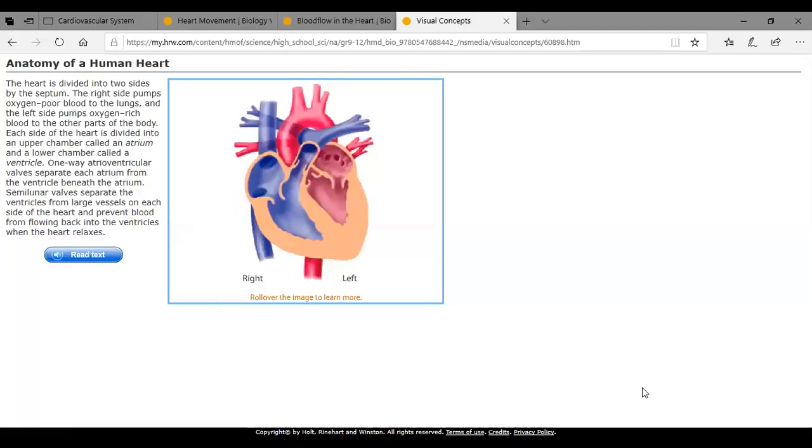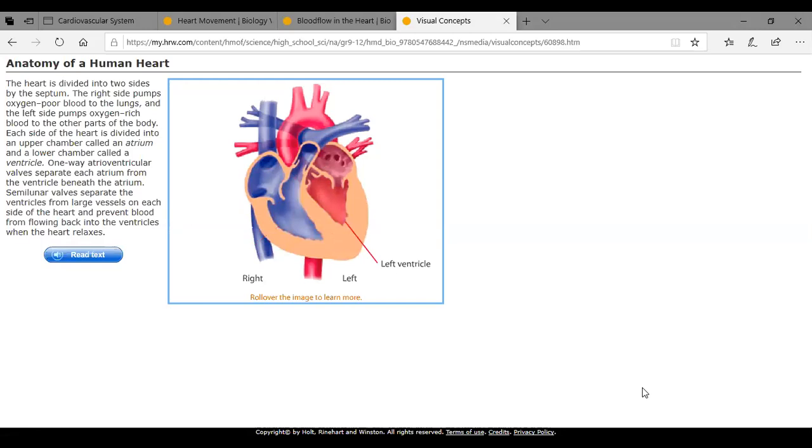In front of you, a diagram of the heart. Now, the heart is divided into two sides by the septum. So we have the right side and the left side divided by the septum. The right side pumps oxygen-poor blood to the lungs, as you see in the blue color, and the left side pumps the oxygen-rich blood to all parts of our body. Now, each side of the heart is divided into an upper chamber called the atrium. We have the right atrium and left atrium, and the lower chamber called the ventricle, the right ventricle and the left ventricle.